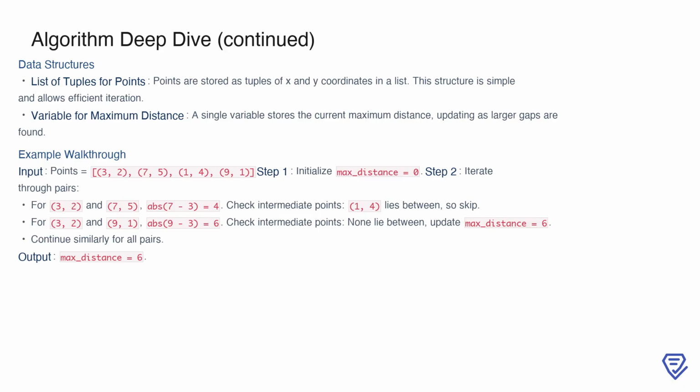As we iterate through pairs, we calculate the x-coordinate difference and check for intermediate points. For the pair (3, 2) and (7, 5), the distance is 4, but point (1, 4) lies between them, so we skip this pair. For (3, 2) and (9, 1), the distance is 6, and no points lie between, so we update max_distance to 6. This process continues for all pairs, and in this example, the output is max_distance equals 6.